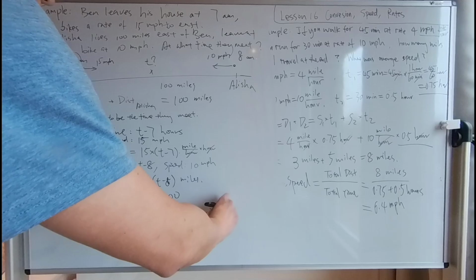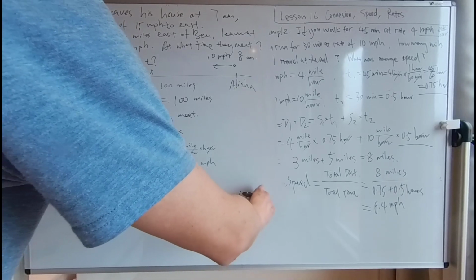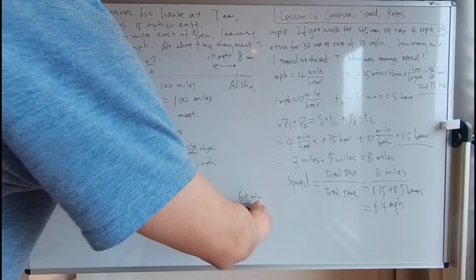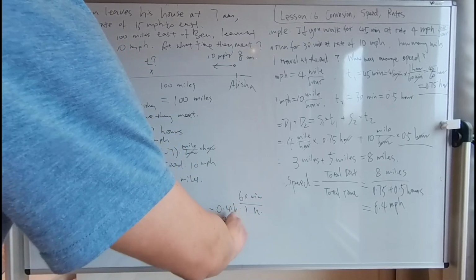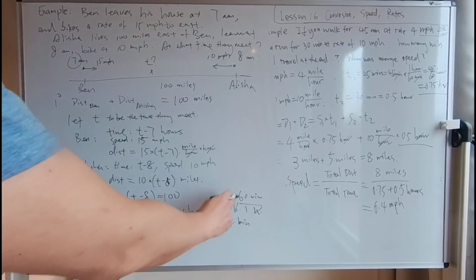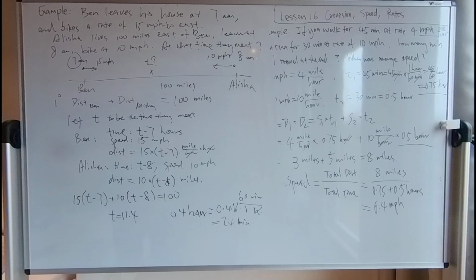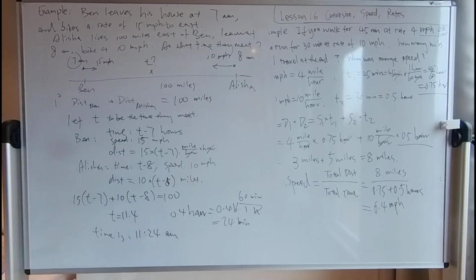So that's 0.4 hour times 60 minutes over 1 hour, so that's 24 minutes, right? Hours cancel out. 0.4 times 60 is 24 minutes. So this is 24 minutes. So the time is 11 o'clock and 24 minutes a.m. So that's how you solve this question.